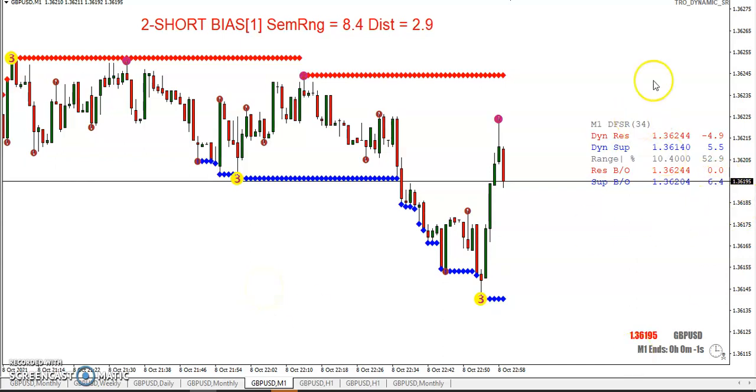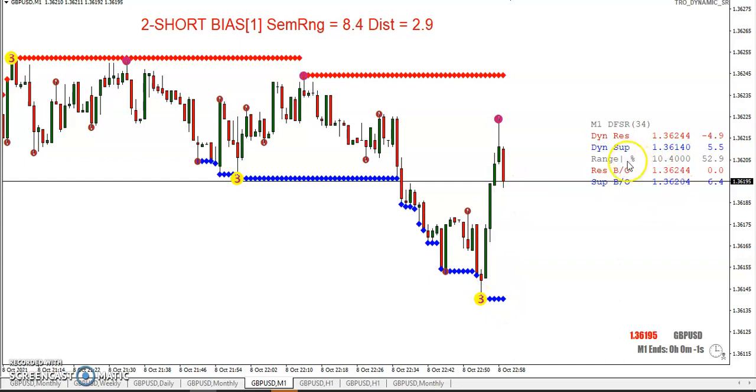And then also on the 3-level ZZ, if you've got the latest version, it tells you the semaphore range between the last two semaphores. So between here and here is 8.4 pips, and the distance from the most recent semaphore is 2.9 pips. So you can see here we're 4.9 pips below the dynamic resistance here. We are 5.5 pips above the dynamic support there.